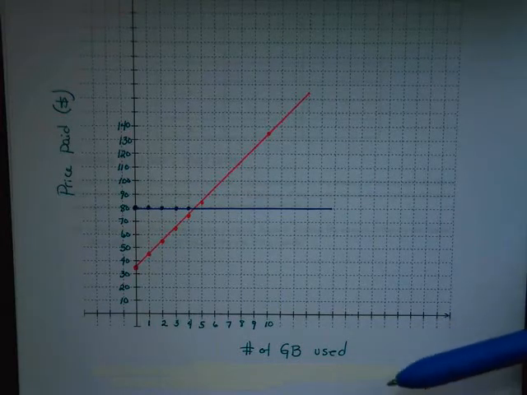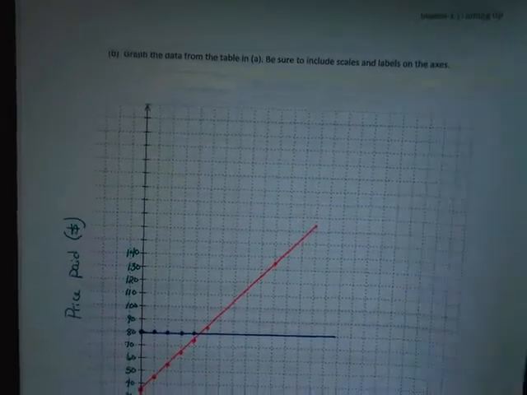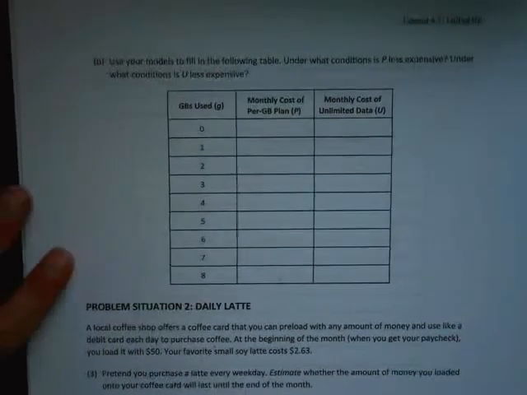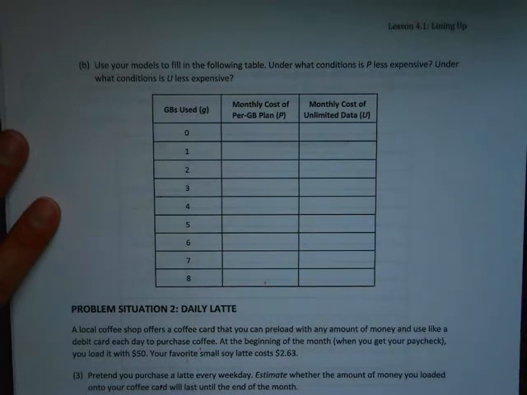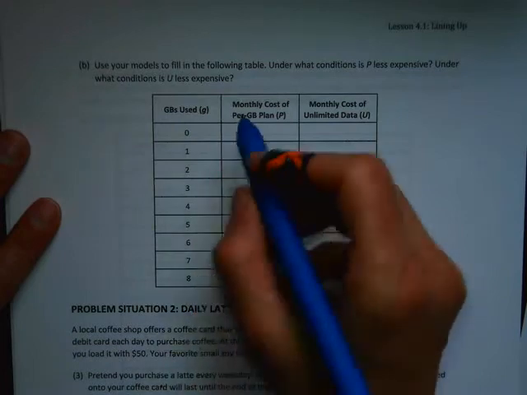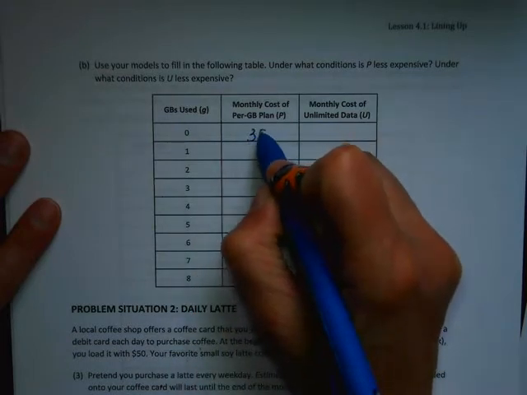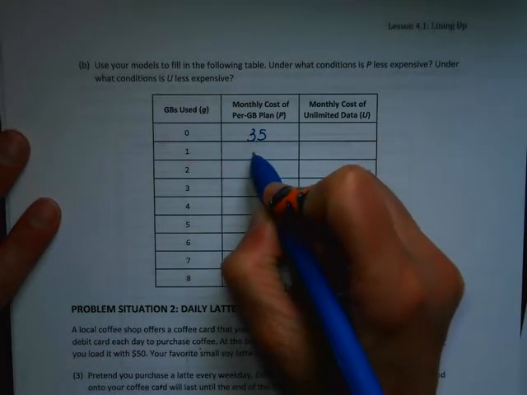So that's just getting some practice plotting some points. And then here they just wanted you to fill in the monthly cost, which we kind of already did, but this is a good practice anyway. So for 0, it was $35. For 1, $45. 2, $55.